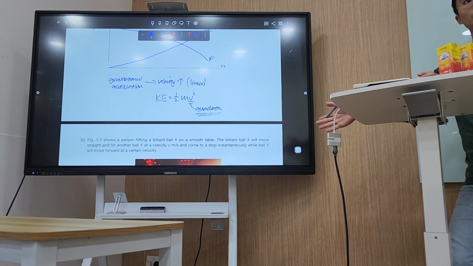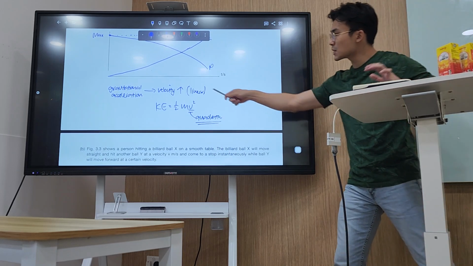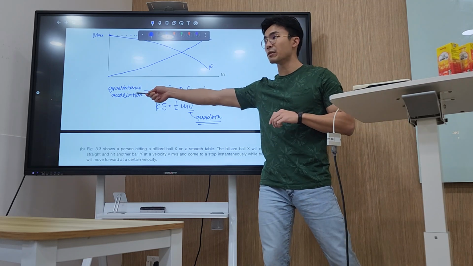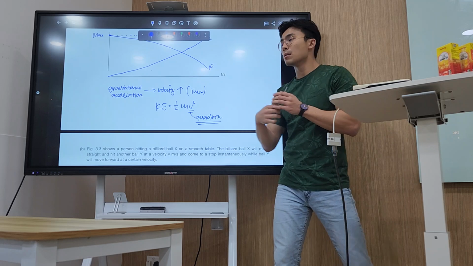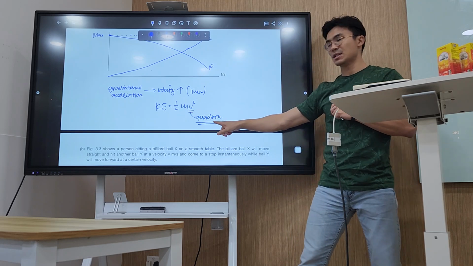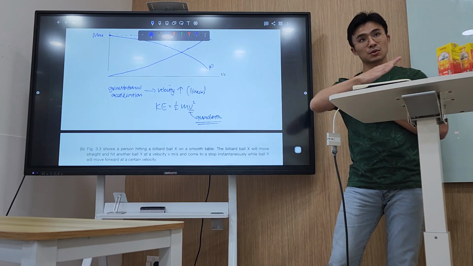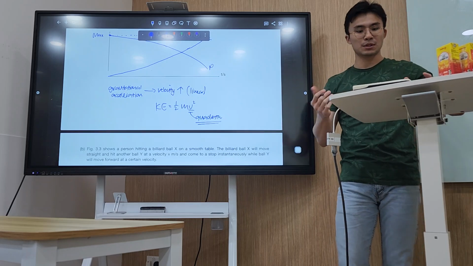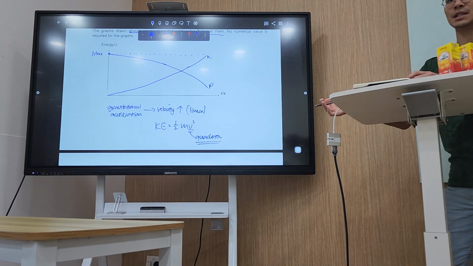Are we in agreement? As I speed up, my velocity increases linearly. No problem, because it's accelerating due to gravity, which is constant. But half mv squared is a quadratic change, so it will curve upwards. And then of course your PE will slope downwards as well, because they are inversely related.